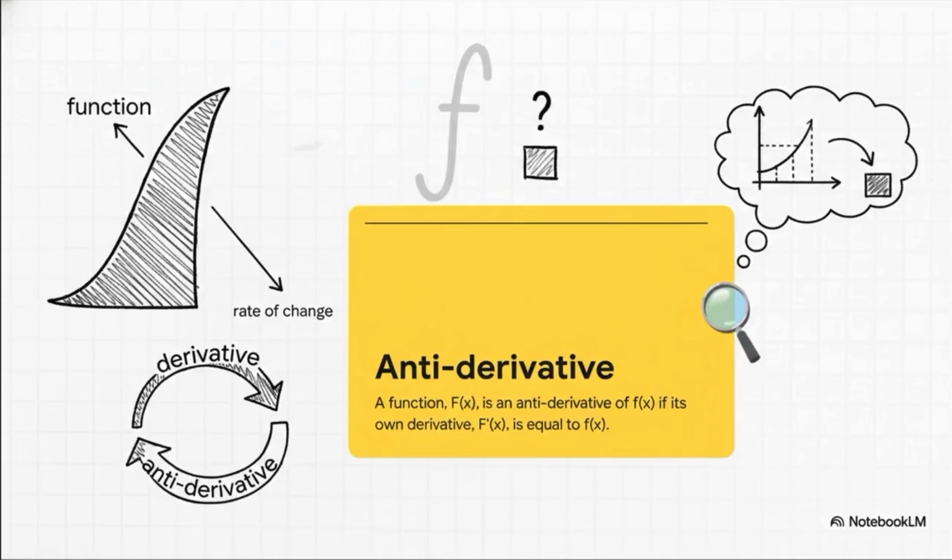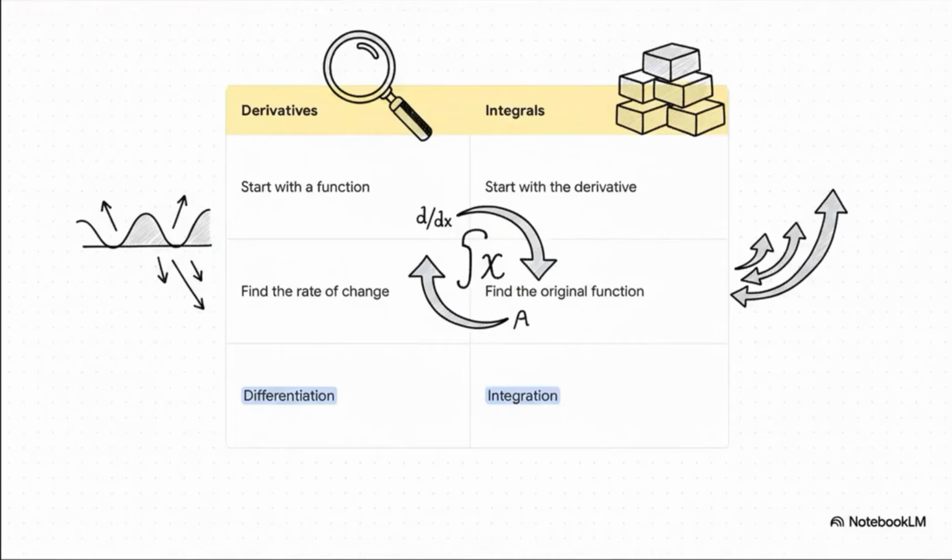You're basically working backward. So here it is in a nutshell. With derivatives, or differentiation, you start with a function and you find its slope, its rate of change. With integrals, or integration, you do the reverse. You start with the rate of change and you work backward to find the original function. One process breaks things down and the other builds them right back up again. They're literally two sides of the very same coin.